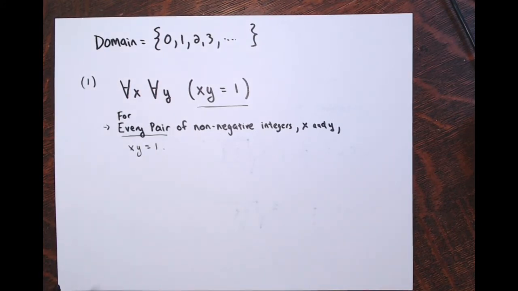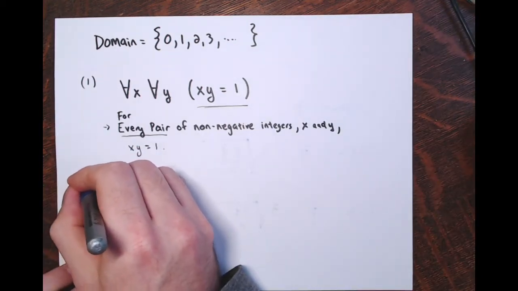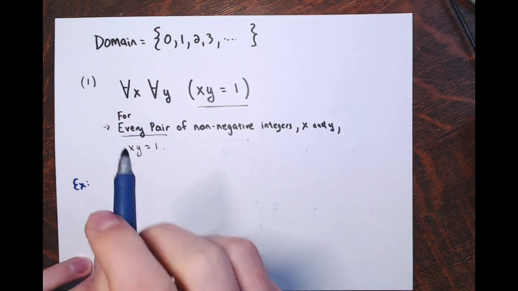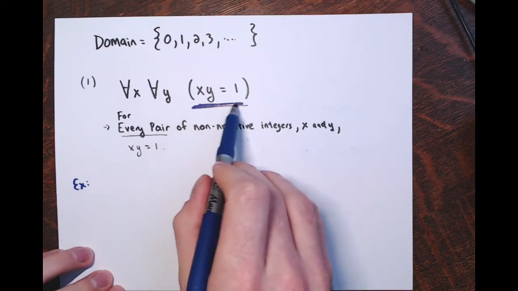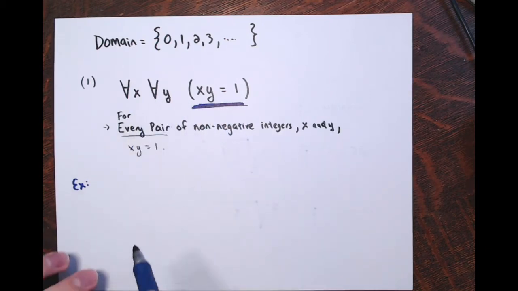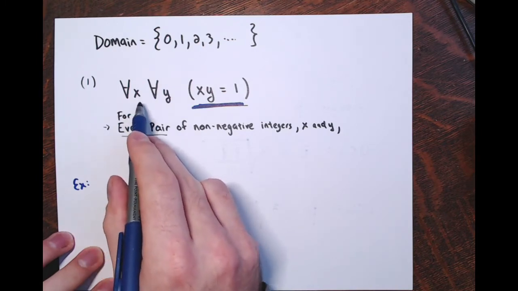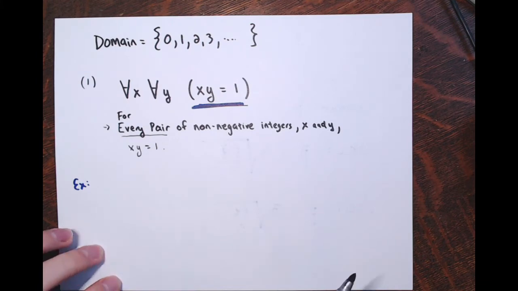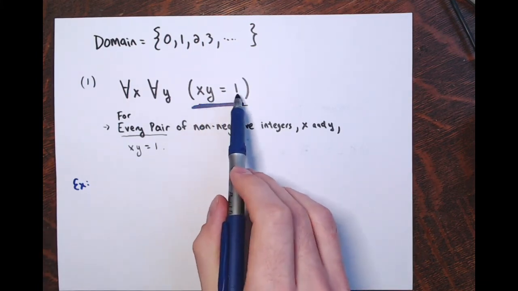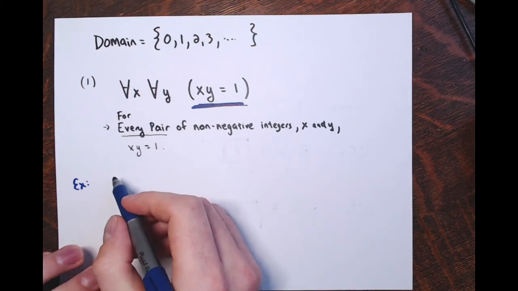So let's see. Now again, there's no way in the world I'm going to be able to list off every pair of non-negative integers, but I could go over some examples, right? Now, in order for this to be true, the statement x times y equals 1 would have to be true for every pair of non-negative integers. So in order to show that this is false, you just need to give me one pair of non-negative integers that makes this statement false. x times y is not equal to 1.